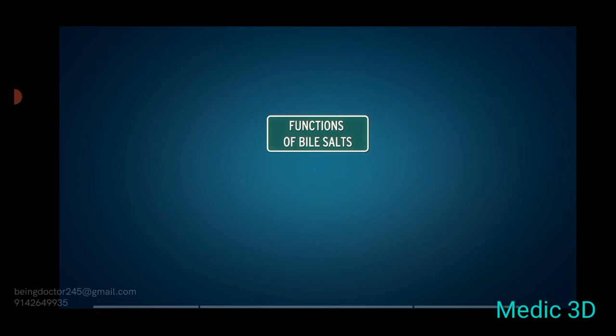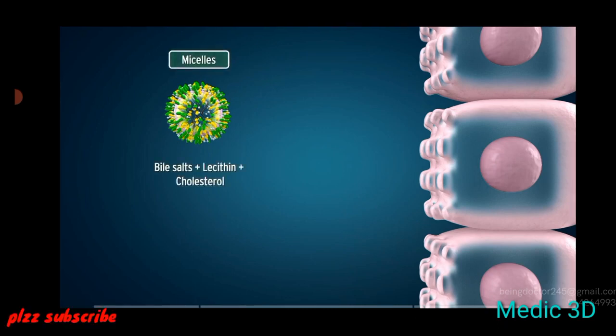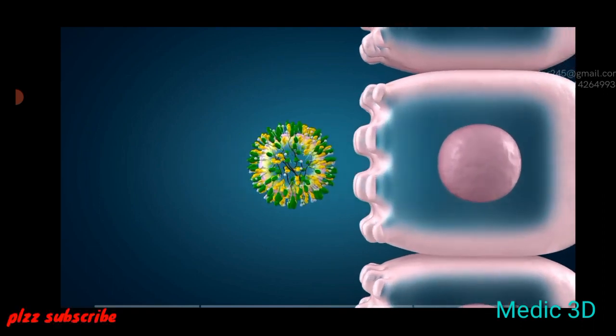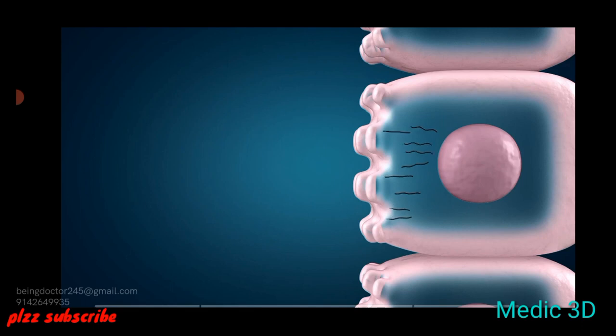Functions of bile salts. Absorption of fat. Bile salts are essential for the absorption of fat from the intestine. This depends on the formation of micelles by bile salts, along with lecithin and cholesterol in the intestine. Bile salts form cylindrical discs called micelles, which have amphipathic, both hydrophilic and hydrophobic, domains. Lipids are transported in micelles from the lumen to the membrane of intestinal mucosal epithelial cells, where micelles dissociate and lipids are absorbed.